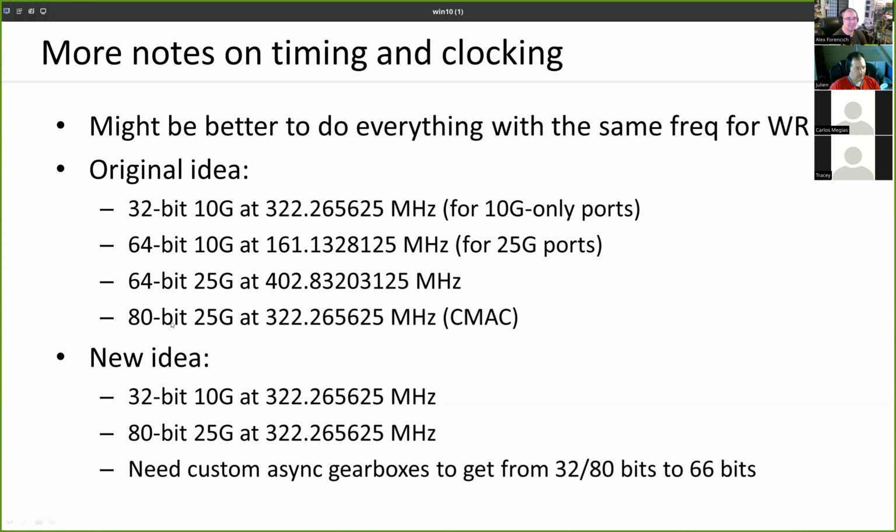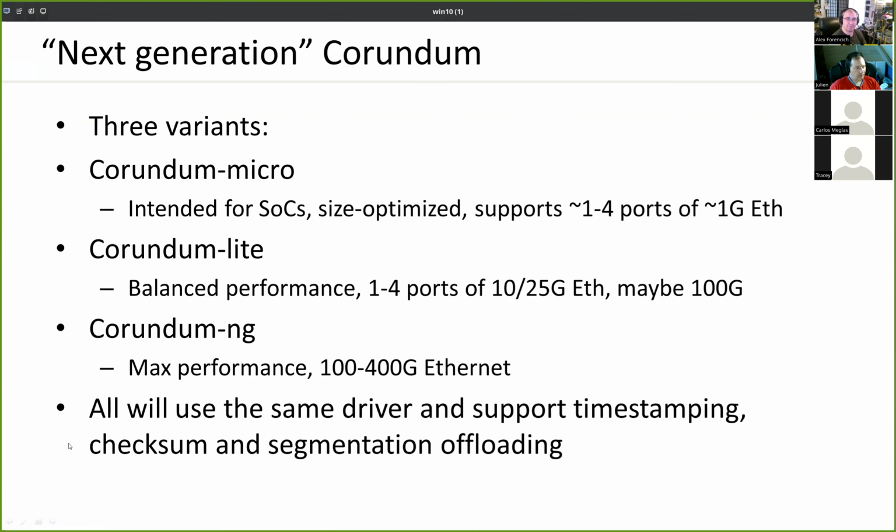But I realized, well, hey, hang on a second. This 25 gig at 322, that's the same frequency as 32-bit 10 gig at 322. So if we do some wacky custom async gearboxes to get from either 32 or 80 bits to 66 bits, then maybe when we're in 10 gig mode, we can run at 32 bits at 322, and then at 25 gig mode we can run at 80 bits at 322, and now these frequencies will all match with the external reference clock. So we'll see about that. It seems like it could be a promising approach, but this is going to require some additional fabric logic to make it work. So potentially a longer term thing to sort out, but interesting nonetheless.